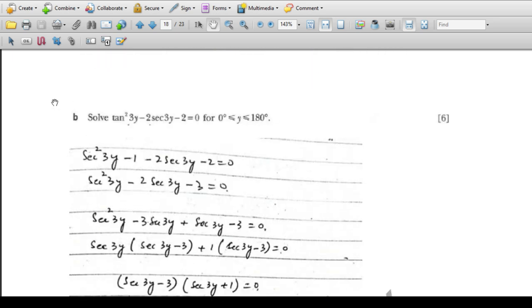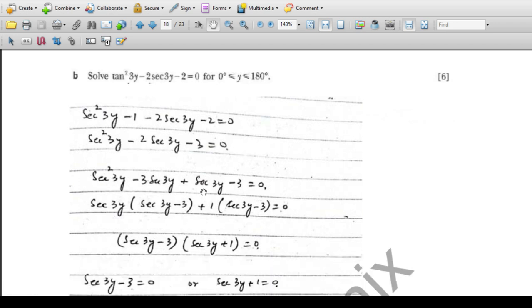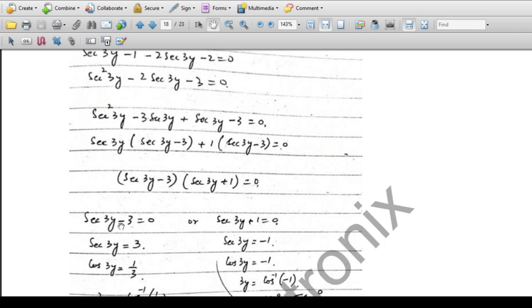Now part B, we have to solve tan²(3y) − 2 sec(3y) − 2 = 0 for the range of 0 to 180 degrees. So tan²(3y) can be written as sec²(3y) − 1, and from this we have sec²(3y) − 2 sec(3y) − 3. We factorize it, and from factorization we have this part equal to 0, this part equal to 0.